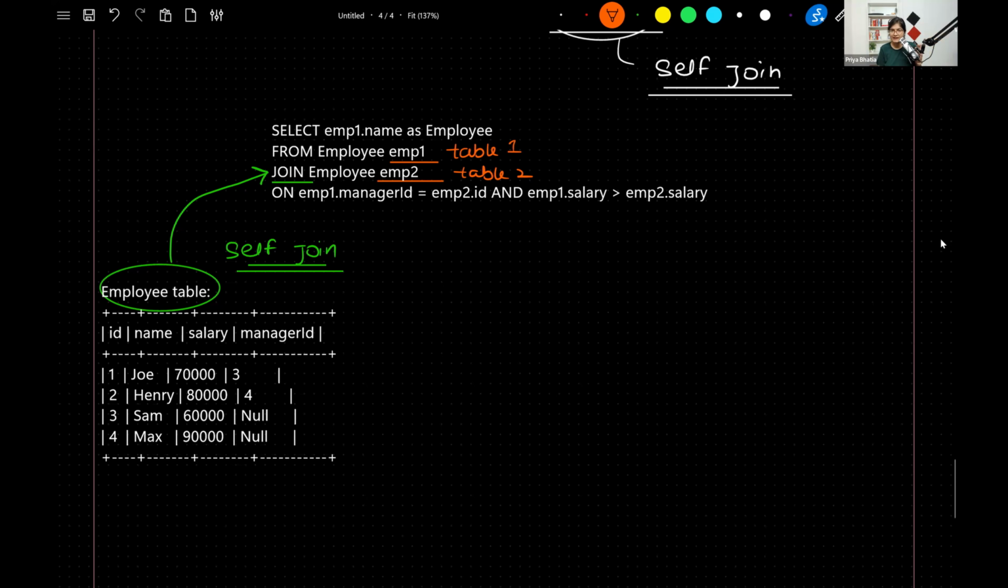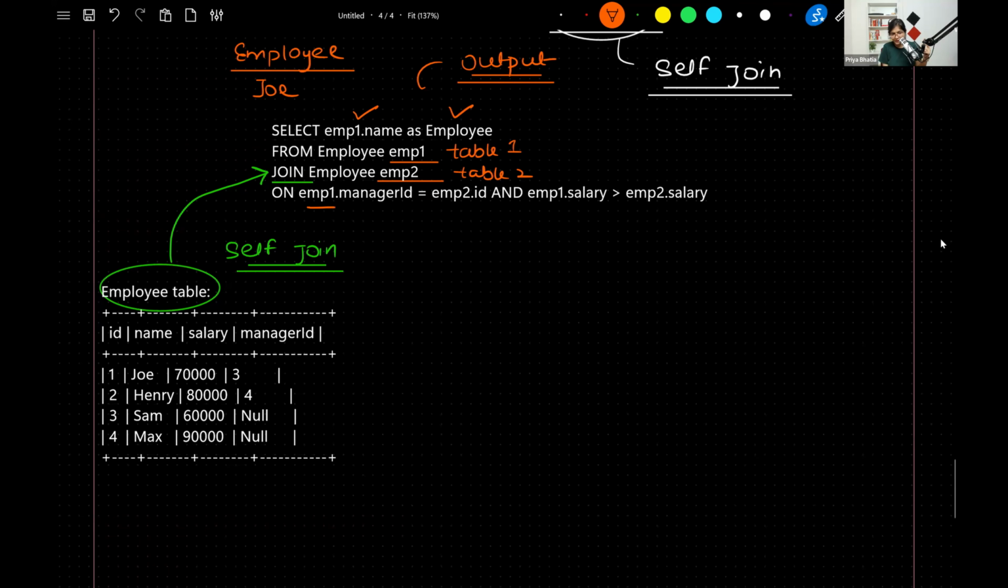Now, what I am saying is: capture from table 1 the name value and give the alias name as employee. Why have I done so? Because I checked my output screen, and in my question they mentioned that we are looking for one header by the name of employee, and under it the name Joe is given. That's why I gave the alias name as employee. Now from table 1, join table 2.